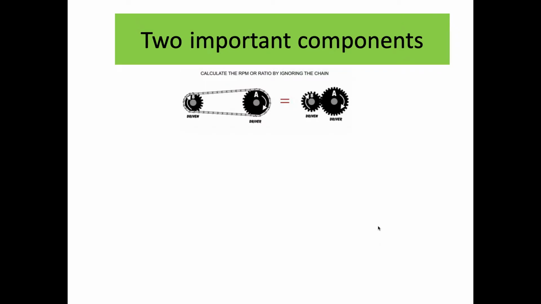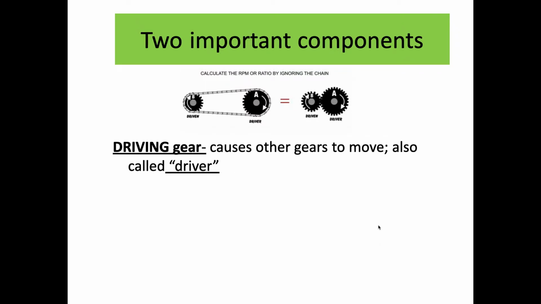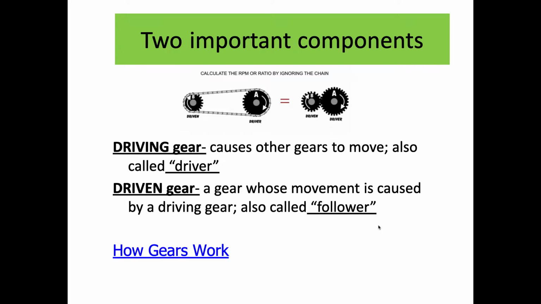There are 2 main components to gears, namely the driving gear, which is also known as the driver, and the driven gear, which is also known as the follower. So the driver gear is where the input is happening. It's where we are putting in the effort. And the driven gear is the one that is turning because of the driver gear.